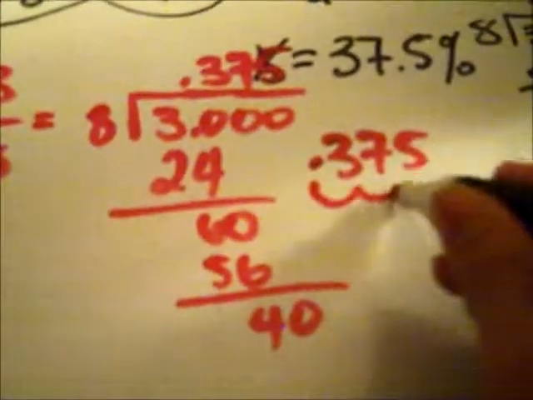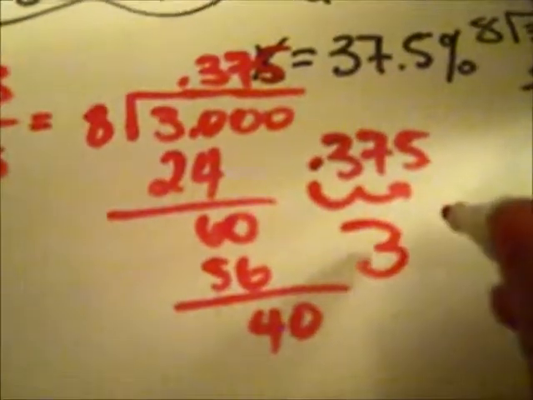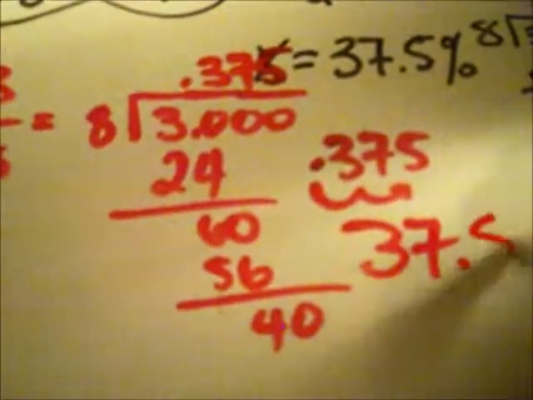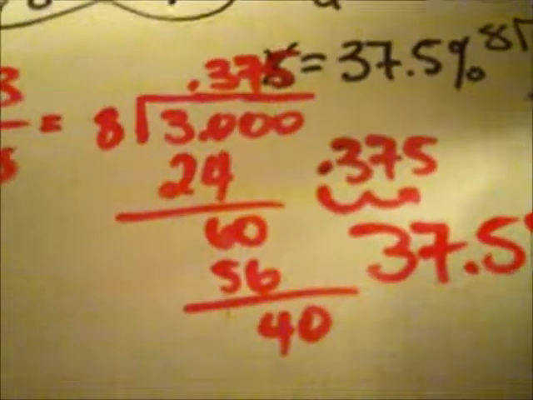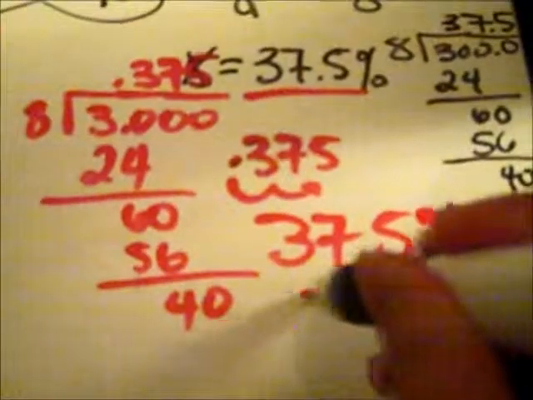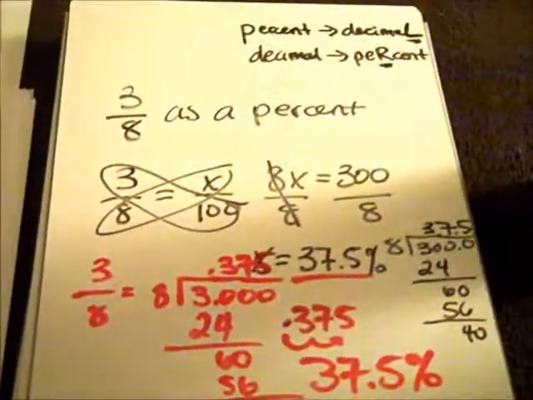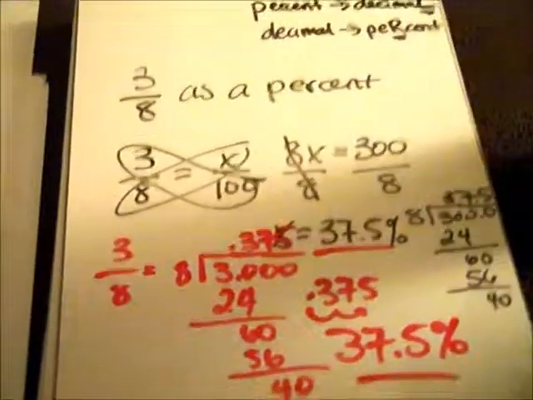Changing the decimal to a percent, move the decimal 2 spaces to the right. We're left over with 37.5%. The same thing that we got when we did it with proportions. So whatever you want to do, whatever's easier for you to do, you go ahead and do it. Either way, you're going to have to do some division here.